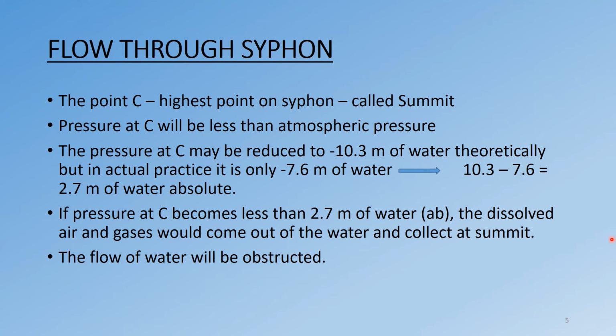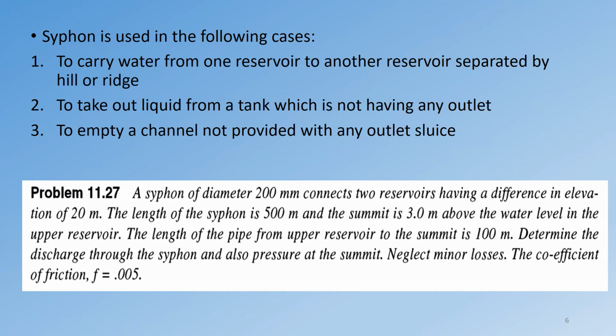Why? Because the dissolved air and gases would come out of the water and collect at the summit, and this would cause blockage of the pipeline, and hence the flow of water will be obstructed. Now, siphon is used in the following cases, which we have already discussed. One is to carry the water from one reservoir to another, which is separated by a hill or ridge, or to take out liquid from a tank which does not have any outlet, and to empty a channel which is not provided with any outlet sluice.